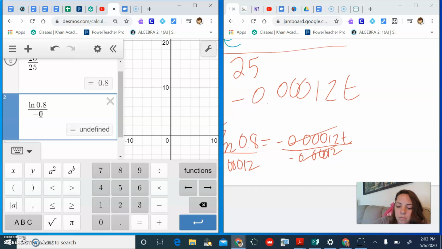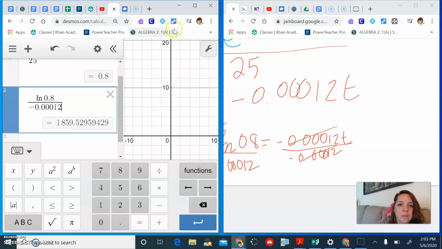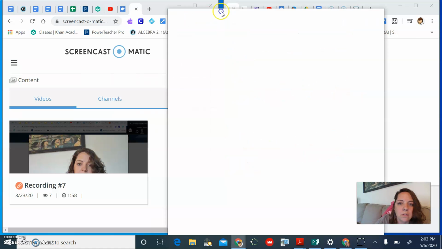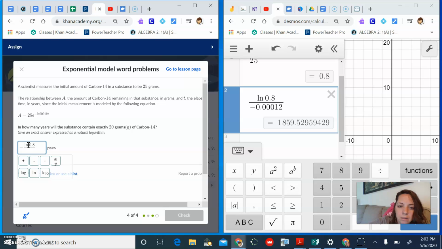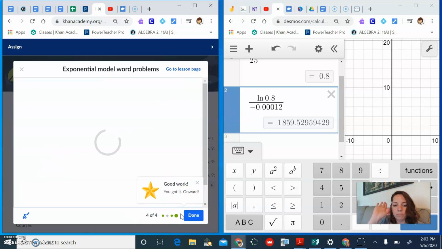Negative 0.00012. So let's see, what decimal did they want this? Oh, no, exact answer. They didn't even want me typing in a calculator. So they just want me to write this: negative natural log of 0.8 divided by 0.0001231. Now you notice I stuck that negative out front. You never want to leave a negative in the bottom when you're writing down exact answers of a fraction. You want to put it either out front or up top. And let's see if we did it right.